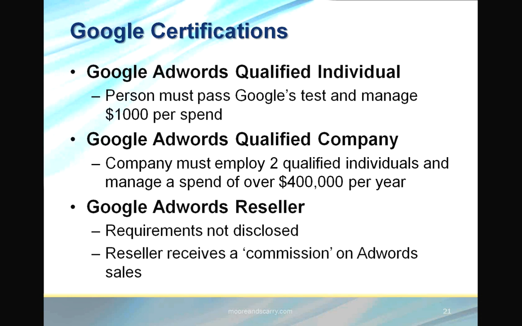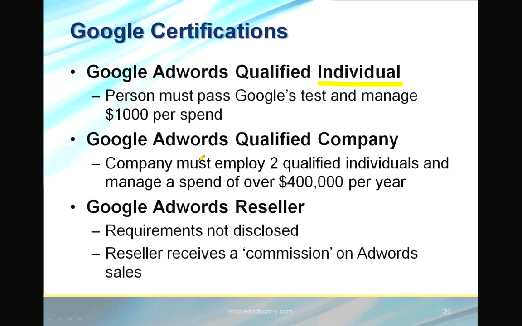The main providers will come and talk to you about their Google certifications. And while these all are typically lumped into one, well, I'm Google certified, or this company's Google certified, it's actually three very distinct and different tiers. Someone can be Google AdWords qualified and be an individual. A Google qualified individual must pass Google's test and manage $1,000 spend. It's not a lot of money. Test isn't that hard to do.